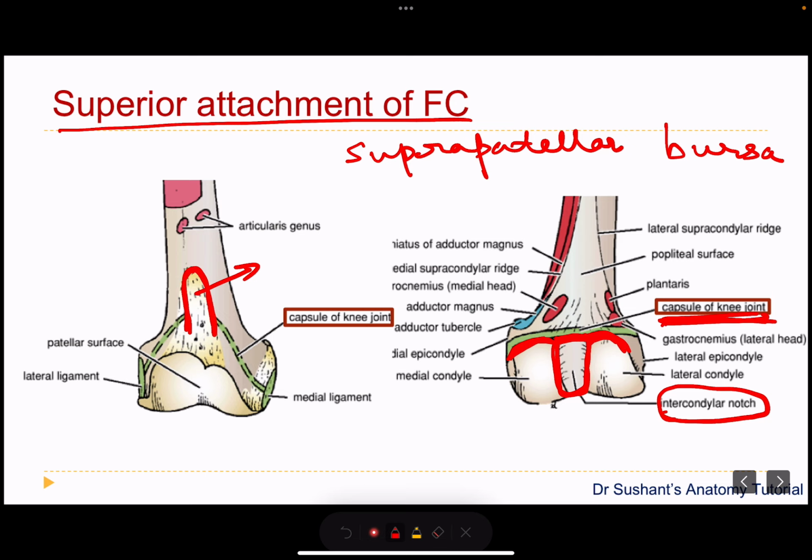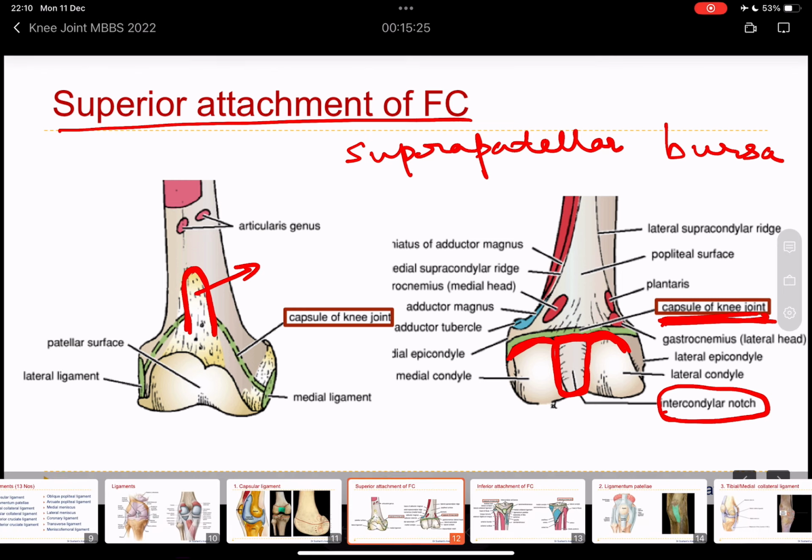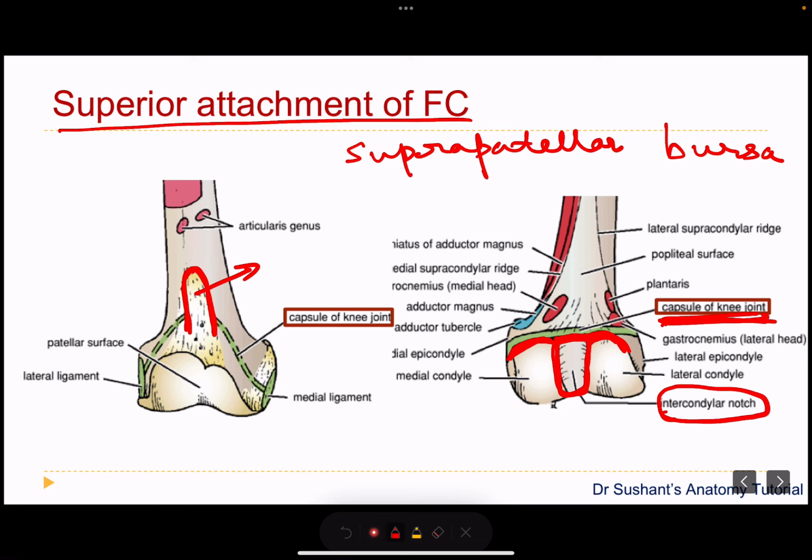So medially, the attachment is represented by a continuous line along the medial surface of the medial condyle. This is the medial condyle, the lateral condyle. So medially, the capsule is attached along the medial surface of the medial condyle about 1 centimeter above and parallel to the articular margin.